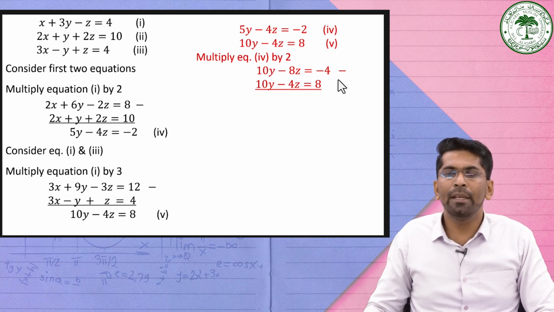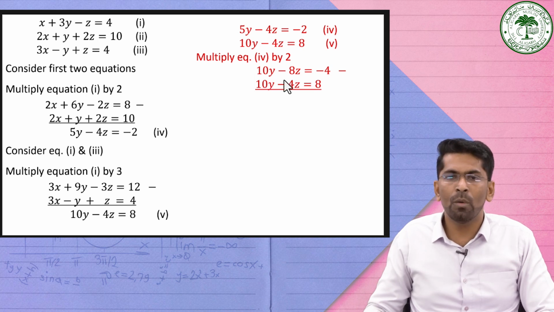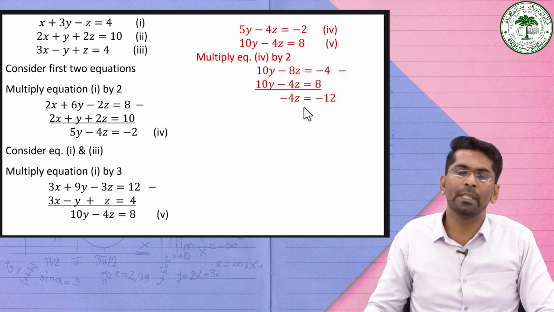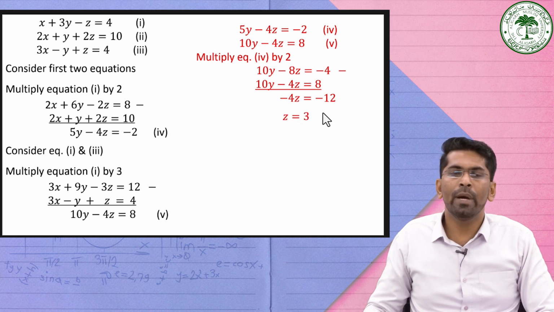So I am going to subtract here so that we can eliminate the variable y. 10y, if you subtract it, will be cancelled out. Minus 8z minus 4z: minus will become plus, so minus 8z plus 4z will become minus 4z, which is equal to minus 4 minus 8, which is equal to minus 12. Now we can solve for z by dividing both sides of the equation by minus 4. So z is equal to minus 12 divided by minus 4, which is equal to 3. So here the value of z is equal to 3.